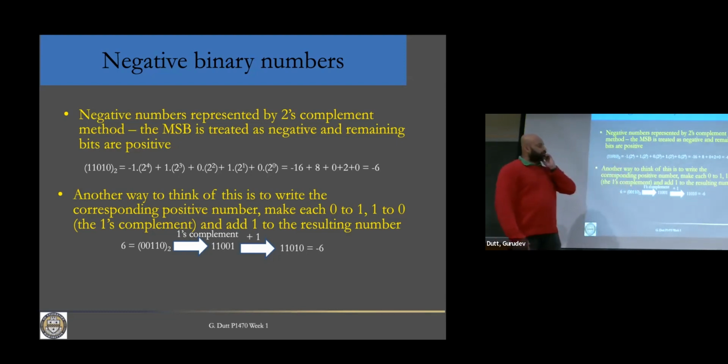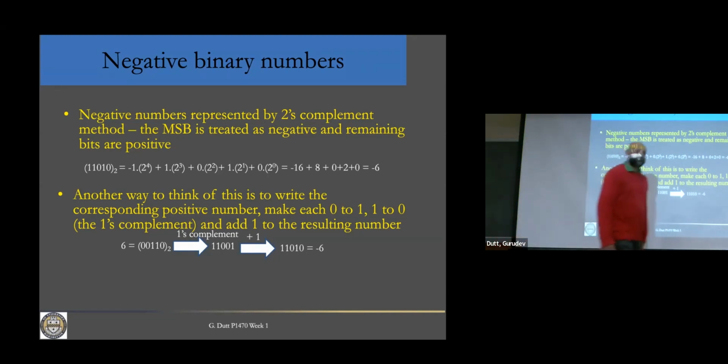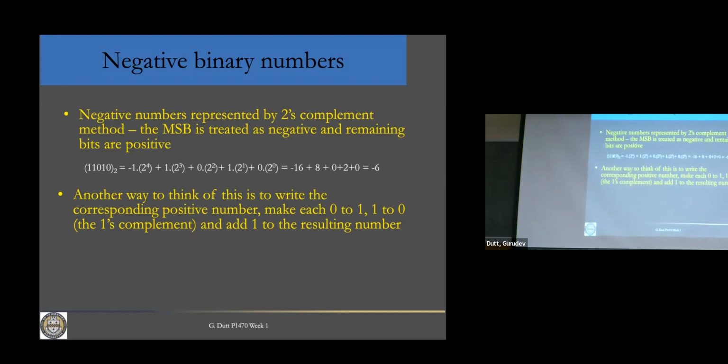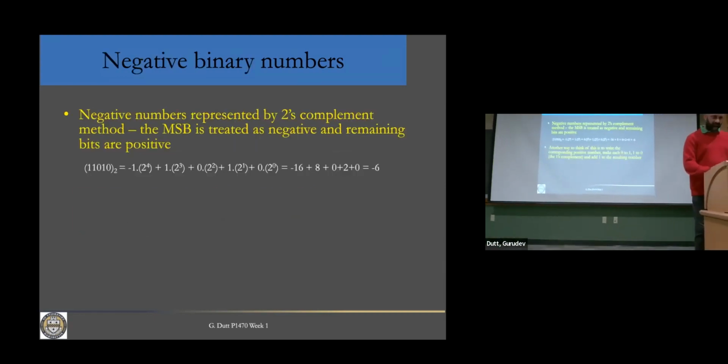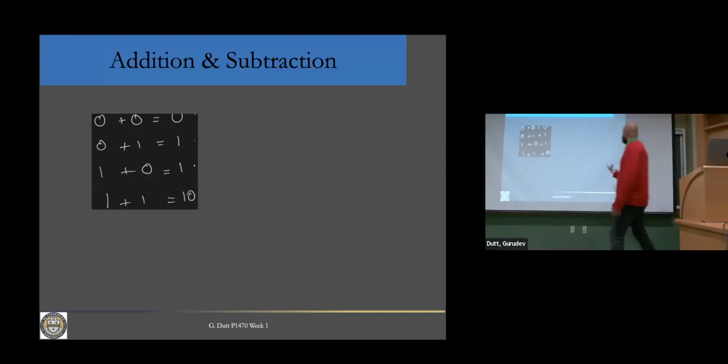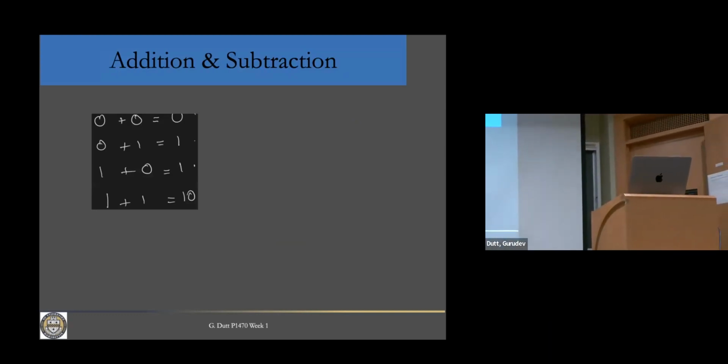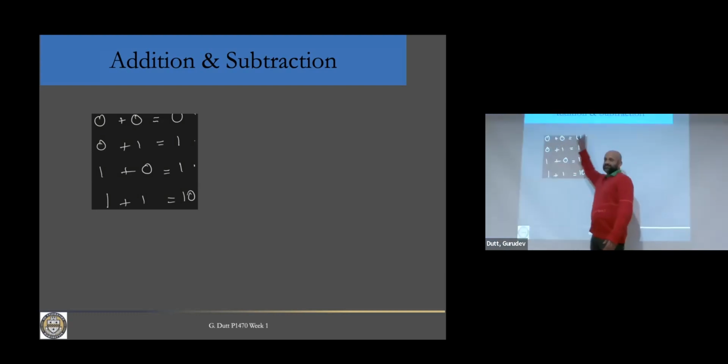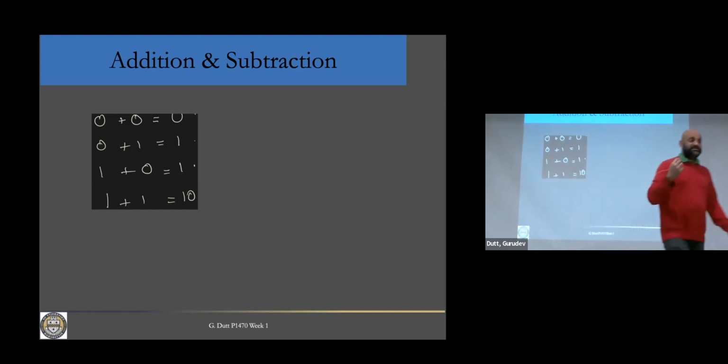I guess I didn't introduce addition. Sorry, it's on the next slide. But let me just tell you what happens when you add binary numbers. It's pretty straightforward. 0 plus 0 is 0, 0 plus 1 is 1, 1 plus 0 is 1, and then 1 plus 1 should be the number 2 in decimal, which is just 1, 0 in binary. So that's the one difference.